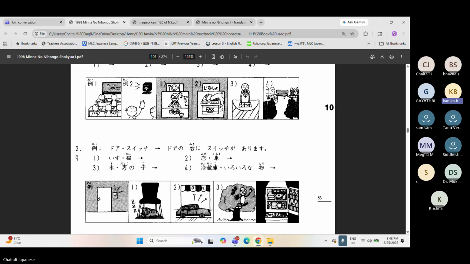But Sensei, isn't under the chair a very specific location? So why will it be ga? Focus. What is the subject matter here? Topic marker or the subject marker? It's a chair? No, it's a cat. The cat is under the chair. Correct. So it will be ga.